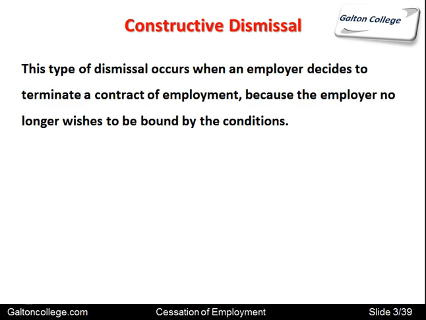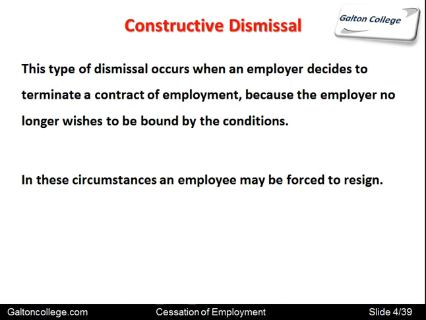The first one we'll deal with in this session is constructive dismissal. Now, this type of dismissal occurs when an employer decides to terminate a contract of employment because the employer no longer wishes to be bound by the conditions of the contract. This is quite a unilateral decision. The employer decides that he or she simply does not want that worker for whatever reason and decides to terminate the contract on that basis.